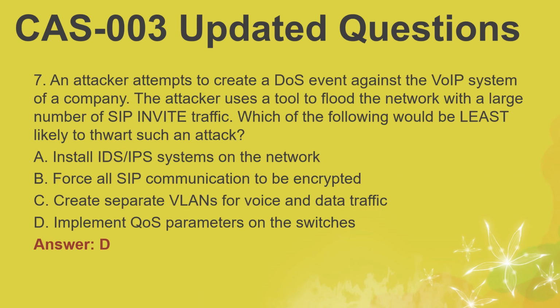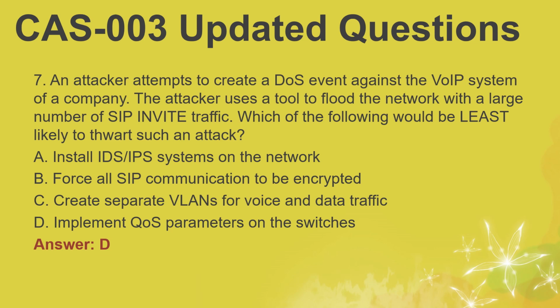Answer, A. 7. An attacker attempts to create a DoS event against the VoIP system of a company. The attacker uses a tool to flood the network with a large number of SIP invite traffic. Which of the following would be least likely to thwart such an attack? A. Install IDS, IPS systems on the network. B. Force all SIP communication to be encrypted. C. Create separate VLANs for voice and data traffic. D. Implement QoS parameters on the switches.